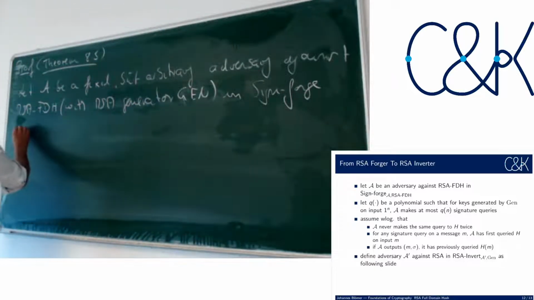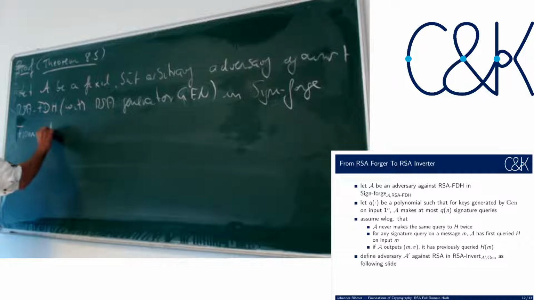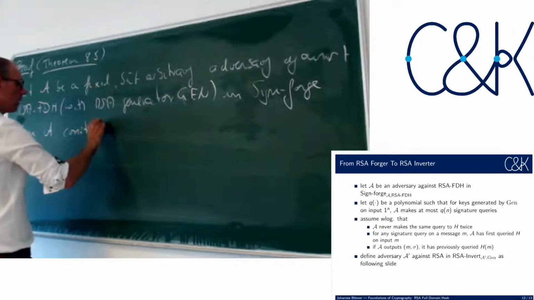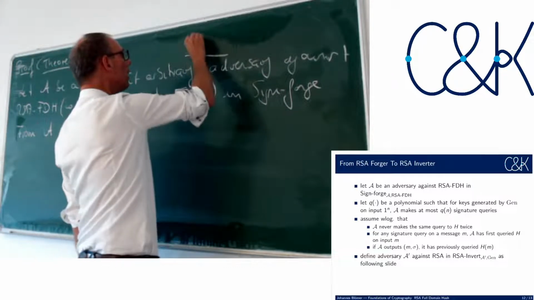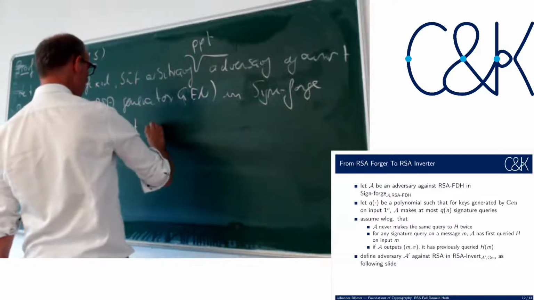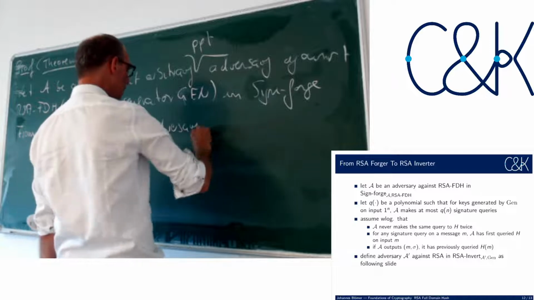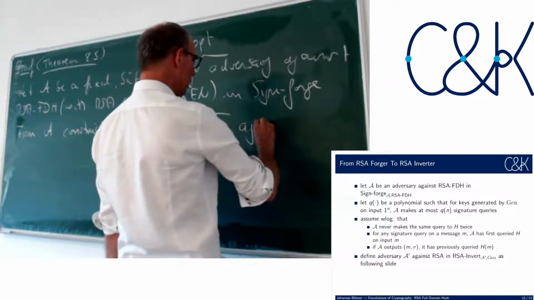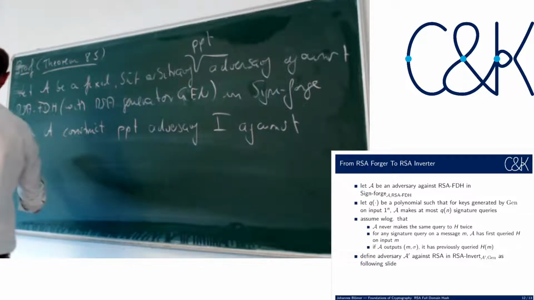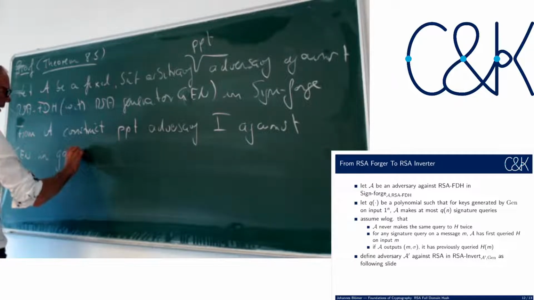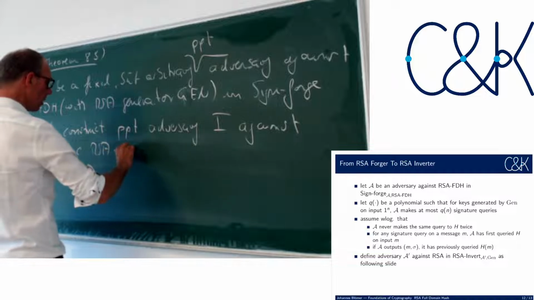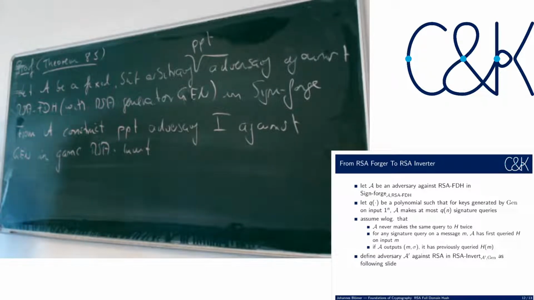So from A construct a PPT adversary A' against this key generation algorithm in game RSA-invert. Oops, I called it I, sorry, A prime.